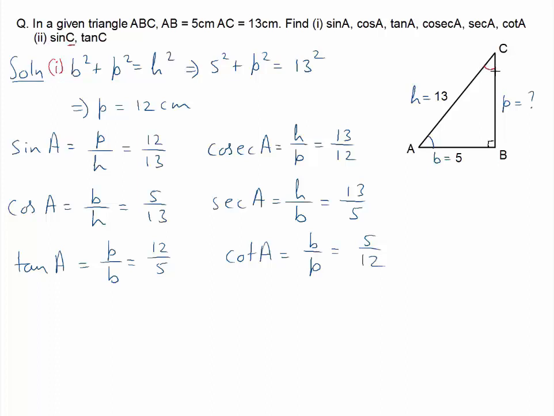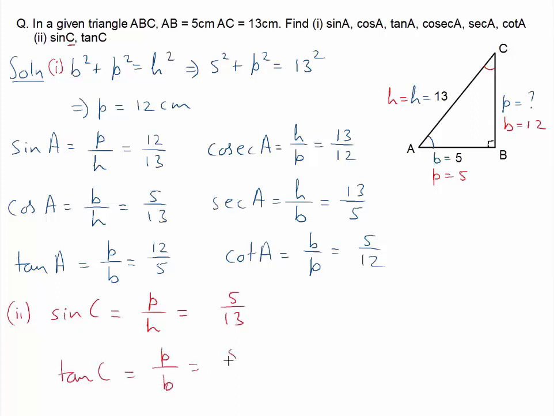With respect to this viewing angle, this will become the base, which is 12. This will become the perpendicular, which is 5, and the hypotenuse will still remain as 13. Sine of C will be equal to perpendicular upon hypotenuse with respect to viewing angle C, that's 5 by 13. Tan C equals perpendicular upon base, that equals 5 by 12, and so on. Now next is measurement of angle.